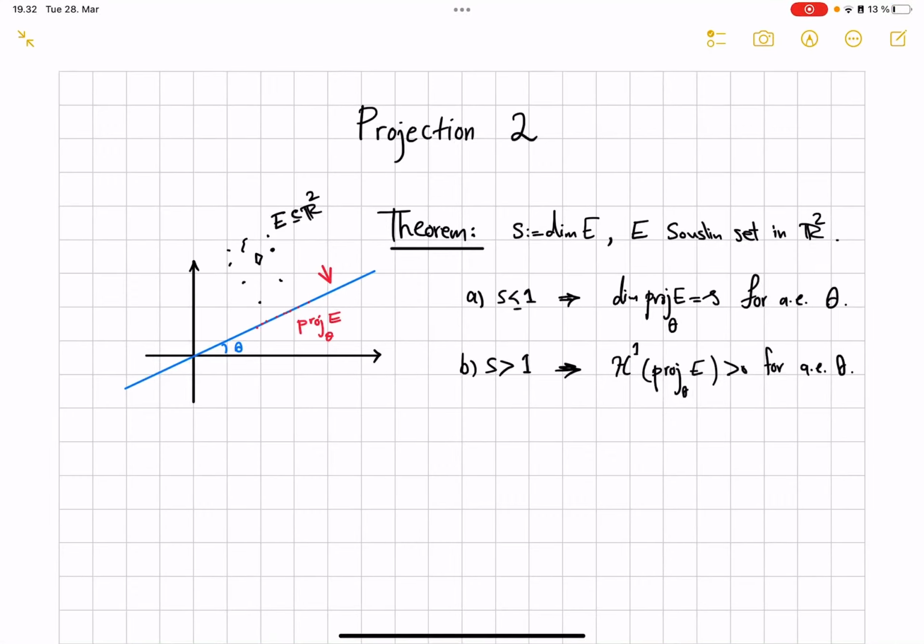We continue our study of geometry of sets, picking up from maybe 2 videos ago, where we started discussion of projection of sets and the behavior of Hausdorff dimension under these projections.